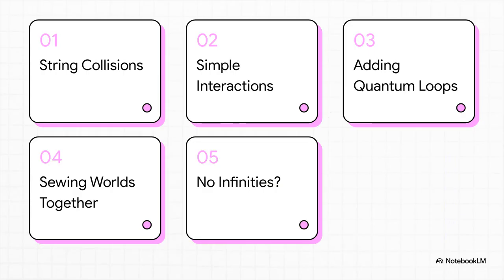So here's the game plan. First, we'll look at the basics of string collisions. Then we'll check out the simplest possible interactions before adding in all the wild quantum stuff. From there, we'll see how physicists can actually build these complex pictures. And we'll finish up with what might be the single biggest promise of this entire theory.